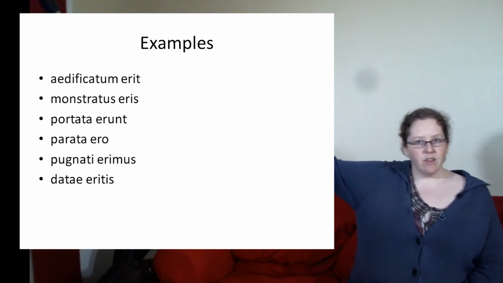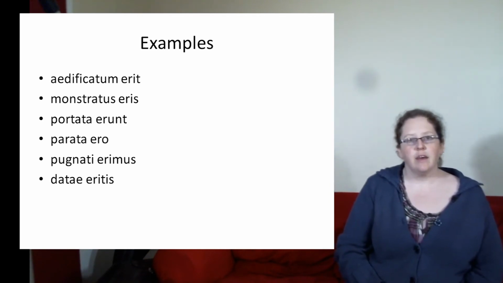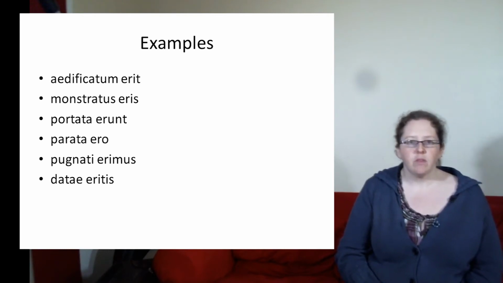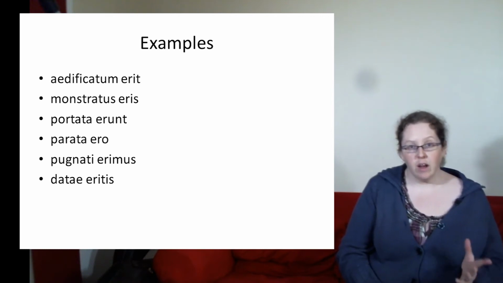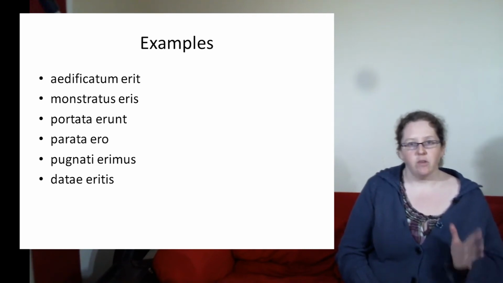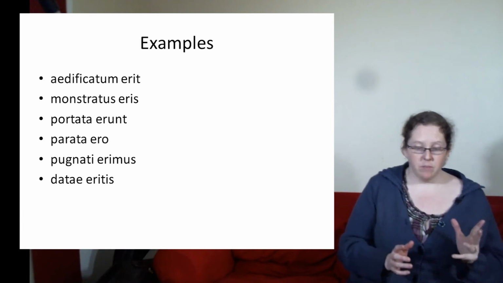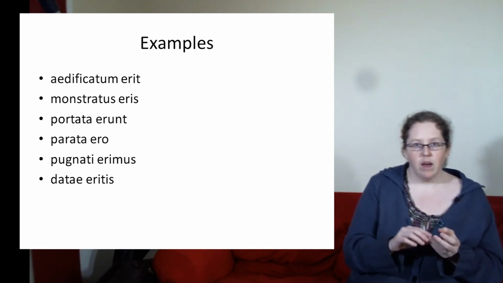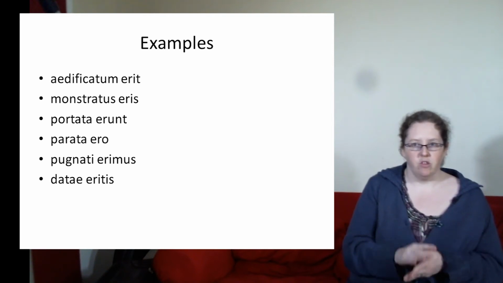Here we have another slide with examples. And again, I will translate the first one for you, and then I'd like you to hand in the translations of the rest. So the first one is aedificatum erit. Aedificatum erit, again, we want to figure out what the subject is first. Erit, that's a third person singular. Aedificatum, the um is a neuter. So the subject is it. Aedificatum erit, it will have been built. That is the translation of that.